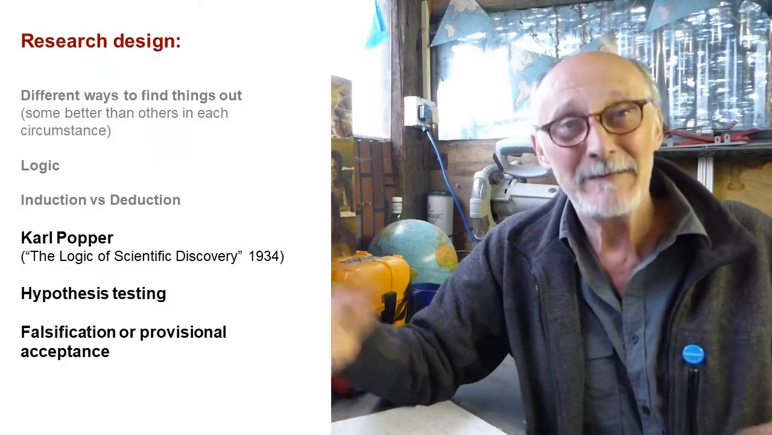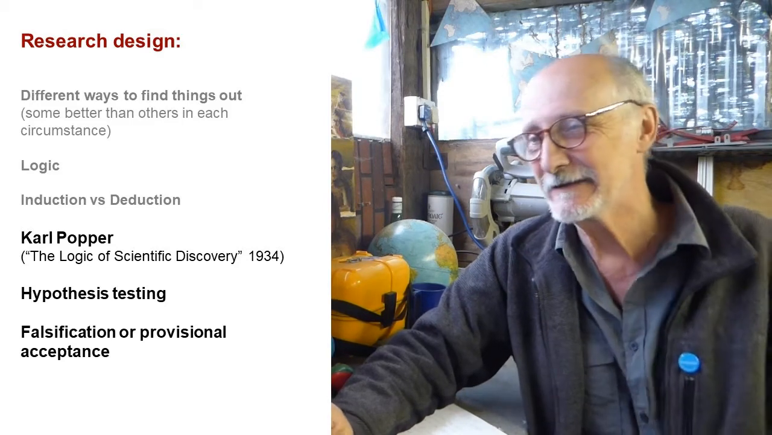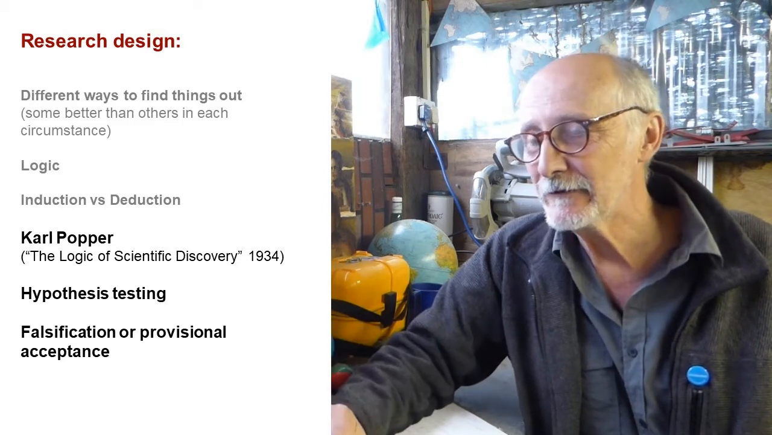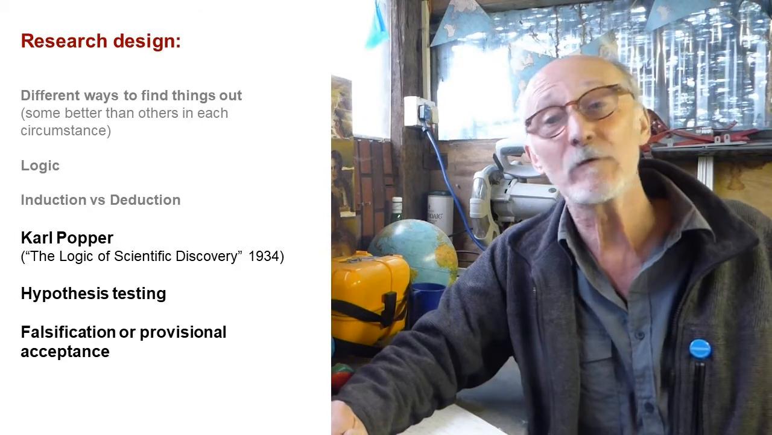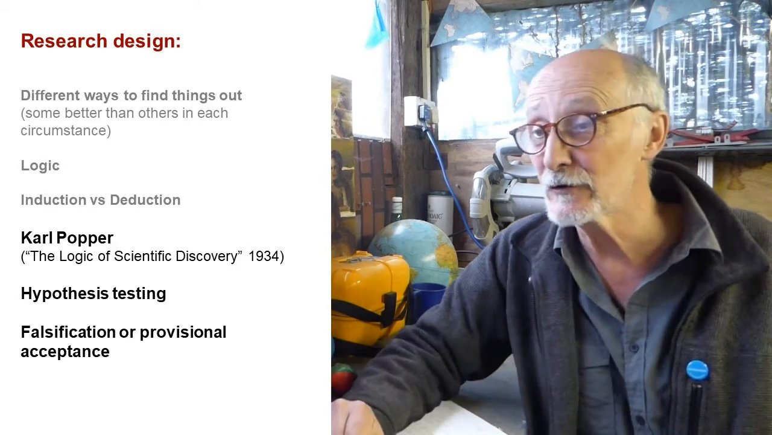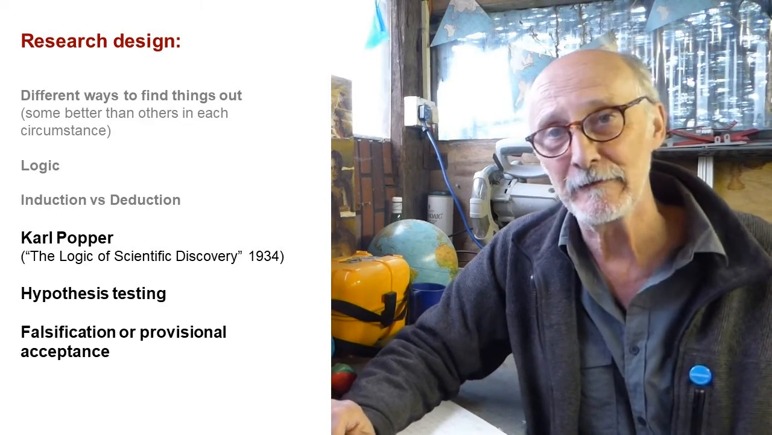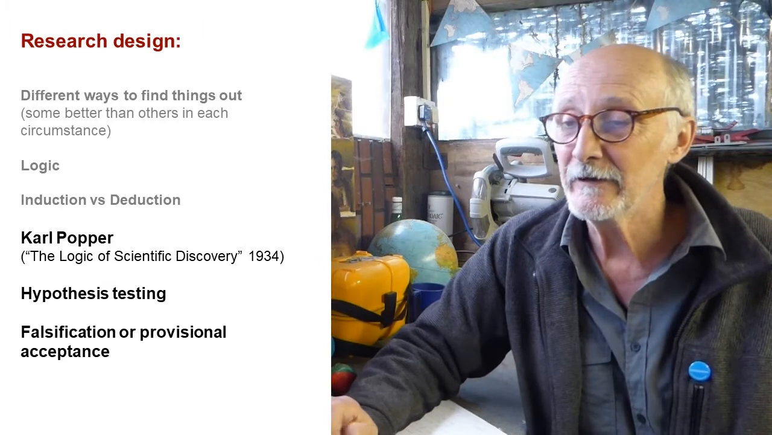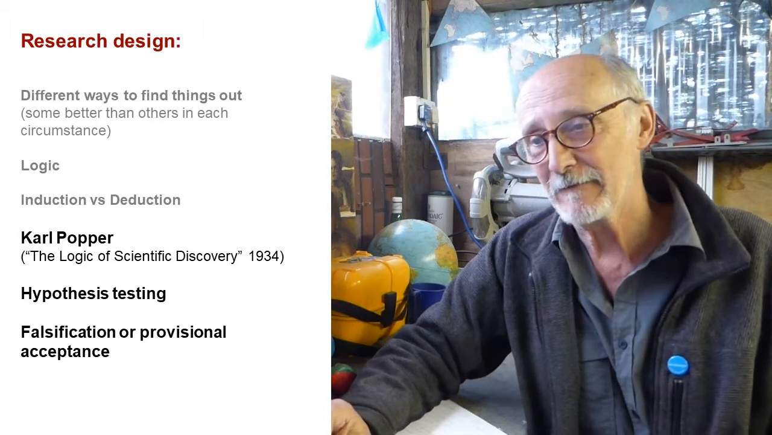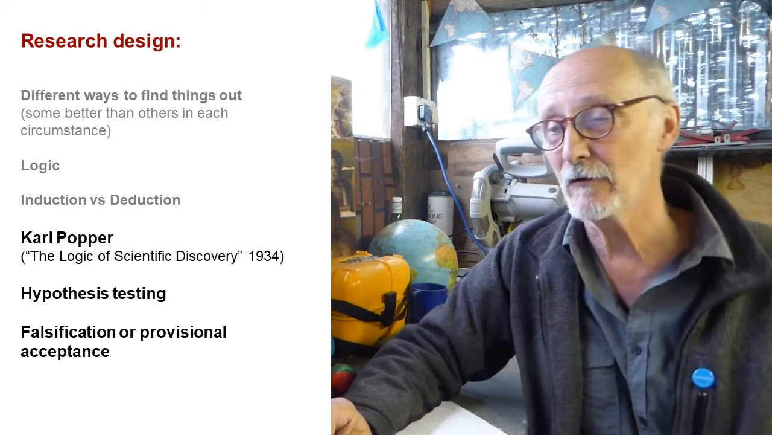So we've talked about there being different ways of finding things out. We've talked about the importance of logic, and I mentioned induction and deduction. I want to move on now to a name that you need to be familiar with, Karl Popper. He's a philosopher of science, and he wrote a book called The Logic of Scientific Discovery. A lot of present-day physical geographers, whether they know it or not, follow in the footsteps of Karl Popper's logic of how we should and maybe shouldn't go about research.